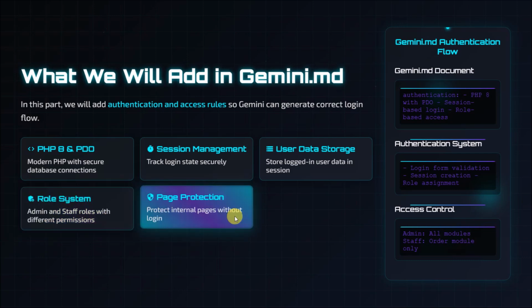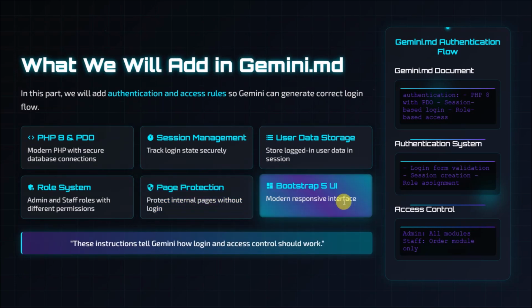Next, we will tell Gemini to protect internal pages without login. Then after that, we will tell Gemini to redirect users based on their role. And finally, we will tell Gemini to use Bootstrap 5 for the user interface. So these instructions will clearly tell Gemini how login and access control should work.